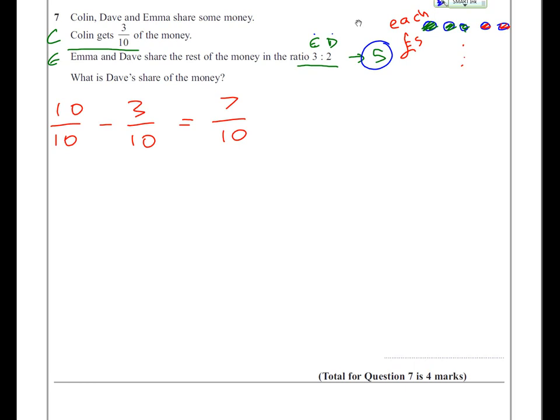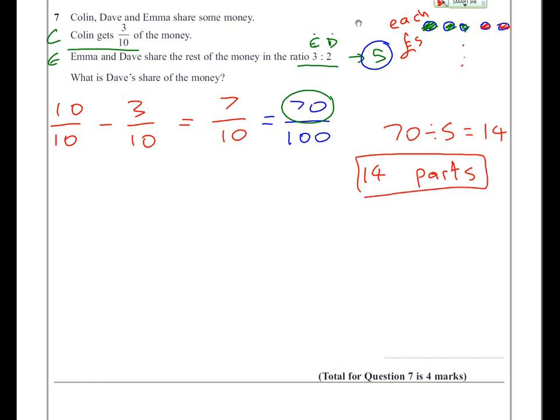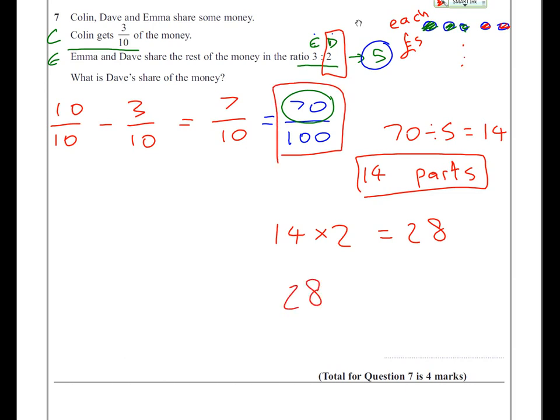So 7 over 10 is the same as 70 out of 100. Now we need to think, if we've got 70%, we need to share it in the ratio 3 to 2. So on your calculator, if you do 70 divided by 5, you get 14. So there's 14 parts to share. Remember, each part is a 5. So Dave gets 2 of the parts, so Dave gets 14 times 2, 28, and remember it's out of 100, so it's 28 over 100, aka 28%.